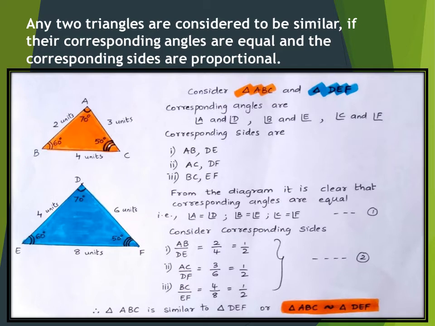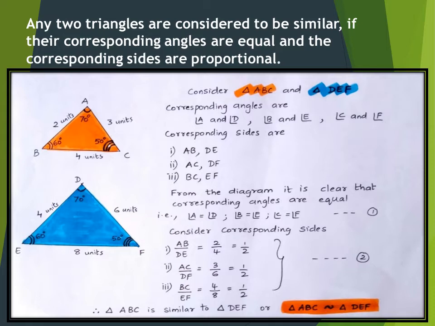Now, see how to identify the corresponding sides. If I take AB as the first side, the corresponding side in the other triangle is DE. So AB and DE is one pair of corresponding sides. Similarly, the other two pairs are AC and DF, and the third pair is BC and EF.